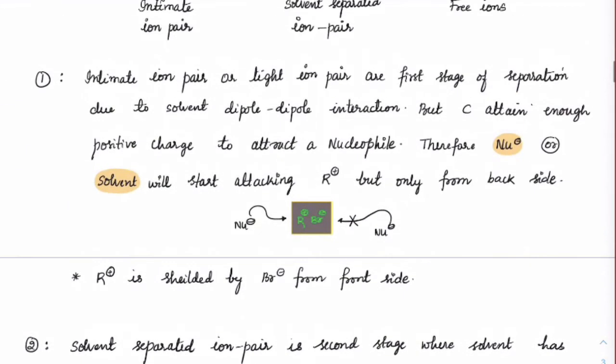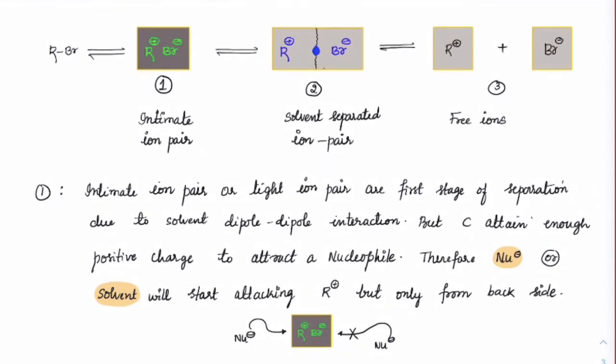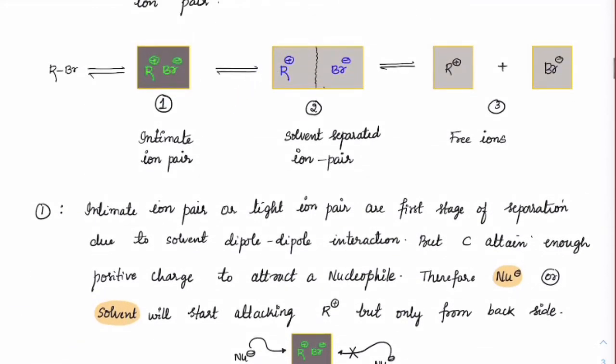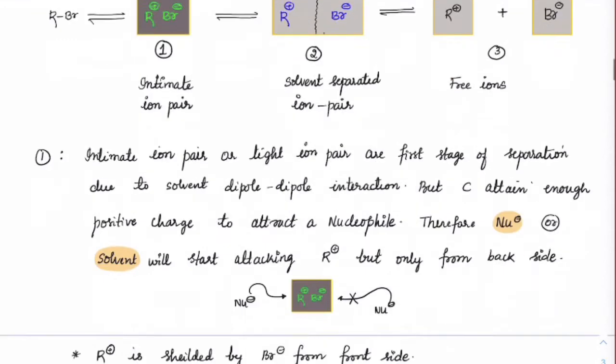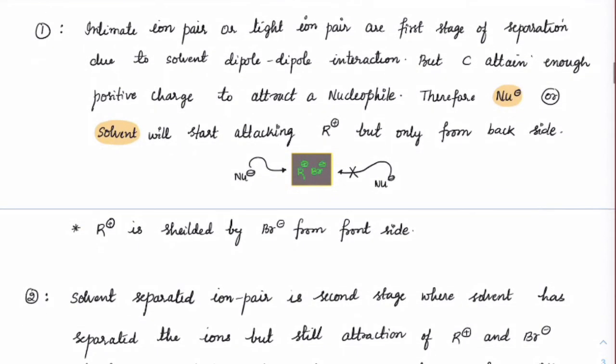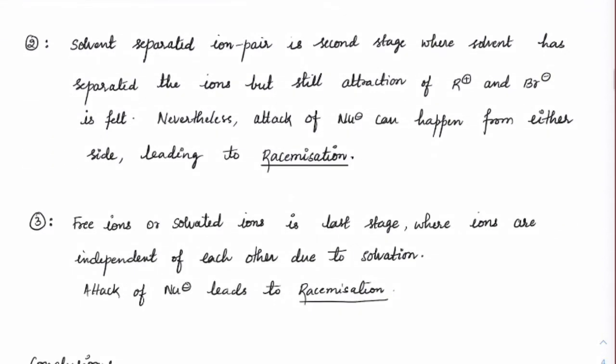As you go into the second case, now the solvent has separated R plus and Br minus. So definitely now you would see racemization will start taking place. R plus has been formed, Br minus has been formed. Although they would have a small amount of attraction between them, now the nucleophile can attack from both ends, from this side also, from this side also. So racemization will take place. In the third case, definitely racemization takes place because Br minus is completely separated out. So remember that in the first case, only inversion is happening. In the second and third stages, racemization is taking place.